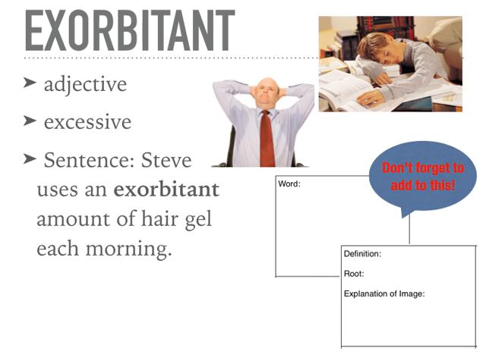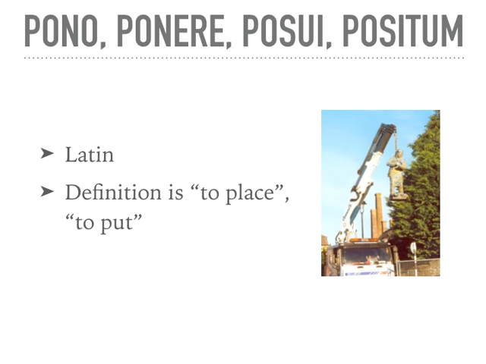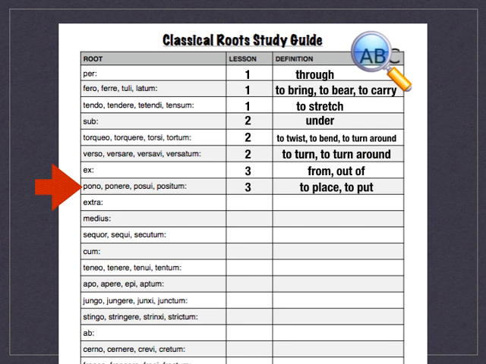We're now going to be moving on to the second root in this lesson. Again, at any point, pause the video so you can take more time on those visuals. The next root is pono, which means to place or to put. Please make sure you include this root on your root card. This is still lesson 3, and again, it means to place or to put. We have 6 words that are going to use this root.